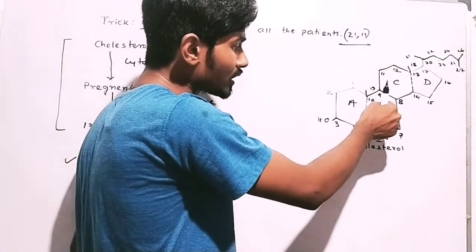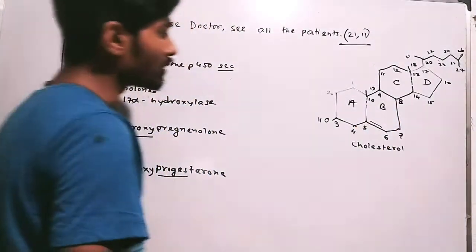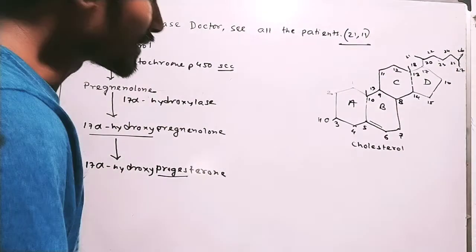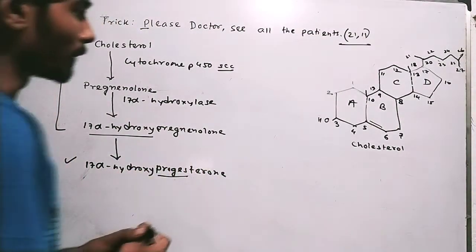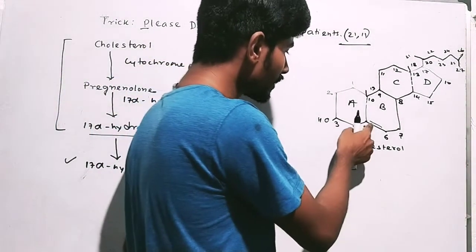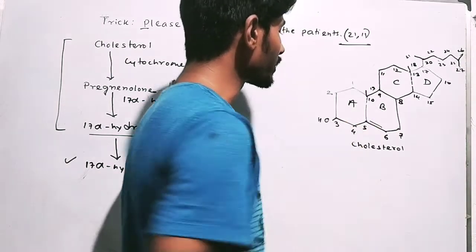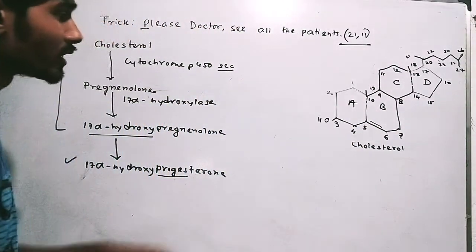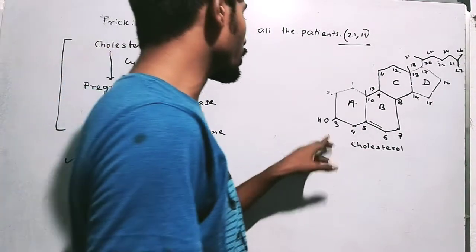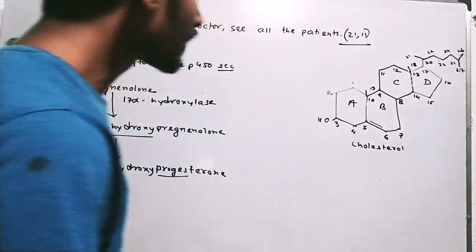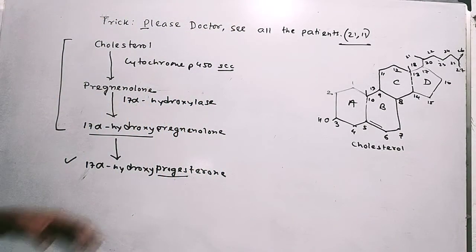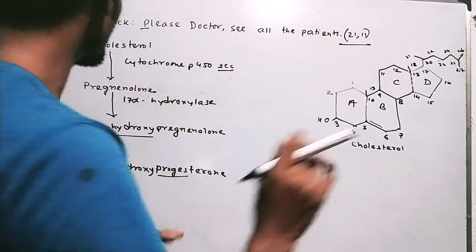You can see the pi bond between carbons 5 and 6 in the B ring, and when we were synthesizing progesterone, this pi bond was shifted to the A ring. A keto group was also introduced instead of this hydroxyl group. We'll talk about them, and this is the trick which we used in the first lecture.